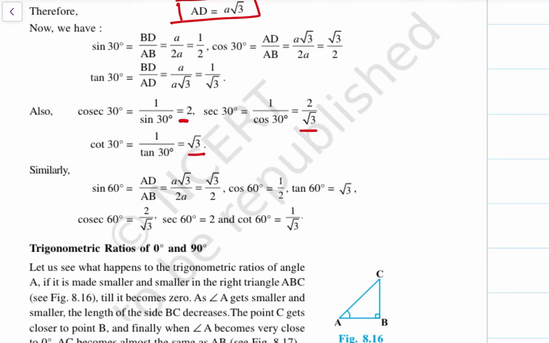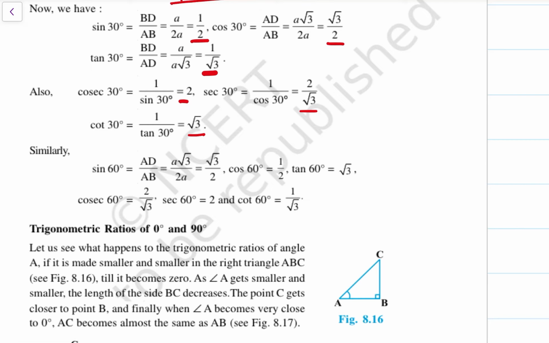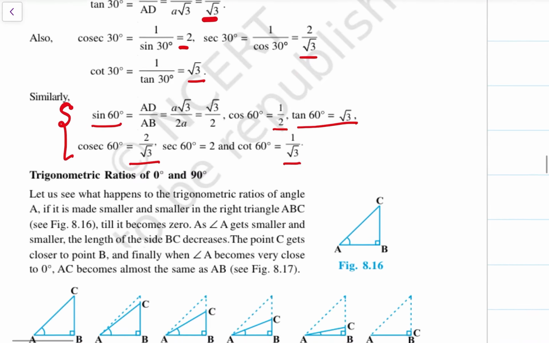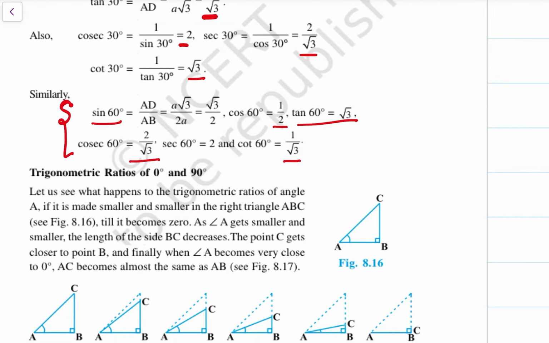So, likewise, we got the value for each trigonometric ratio at angle theta, which is summarized here. Similarly, we can work for 60 degrees, where AD upon AB is a root 3 upon 2a, which is root 3 upon 2. Cos 60 is 1 by 2. Tan 60 is root 3. Cosec 60 is 2 upon root 3 and cot 60 is 1 upon root 3. So, we got the values for sin 30 and sin 60.